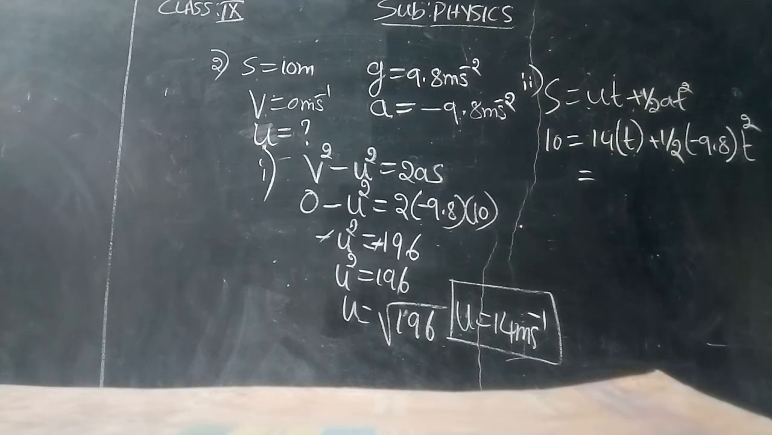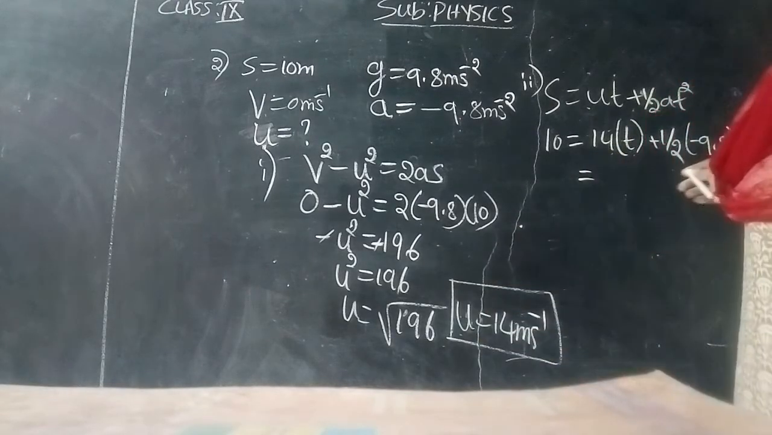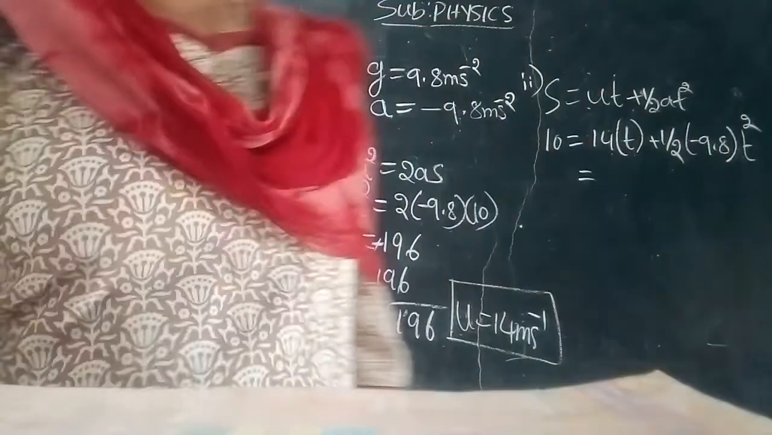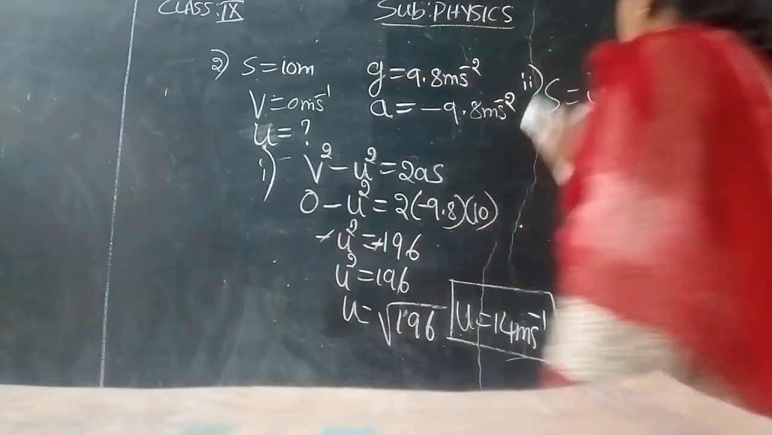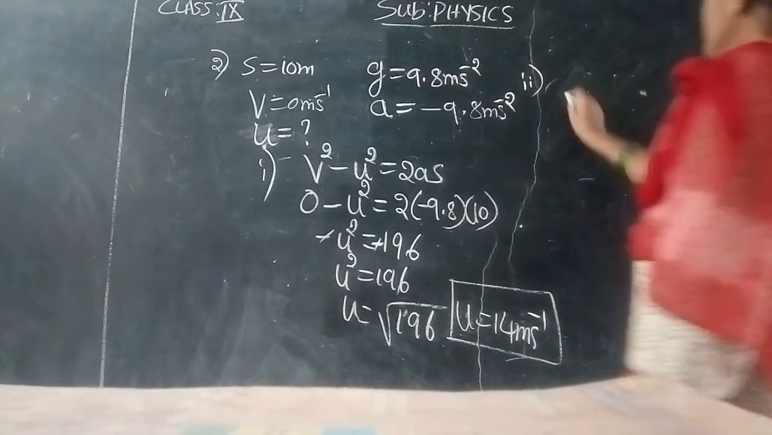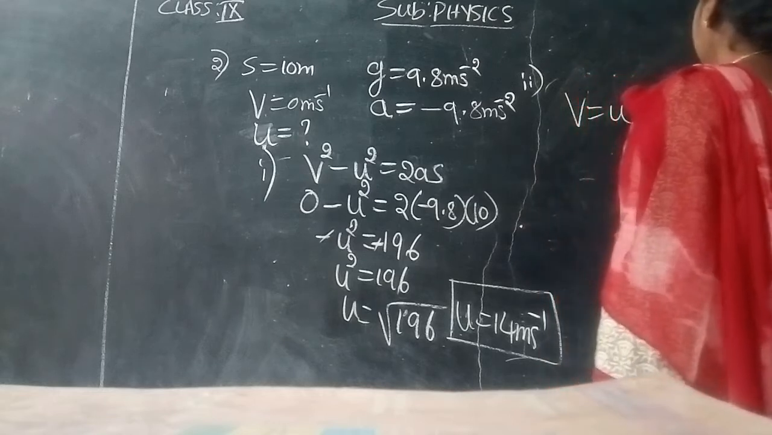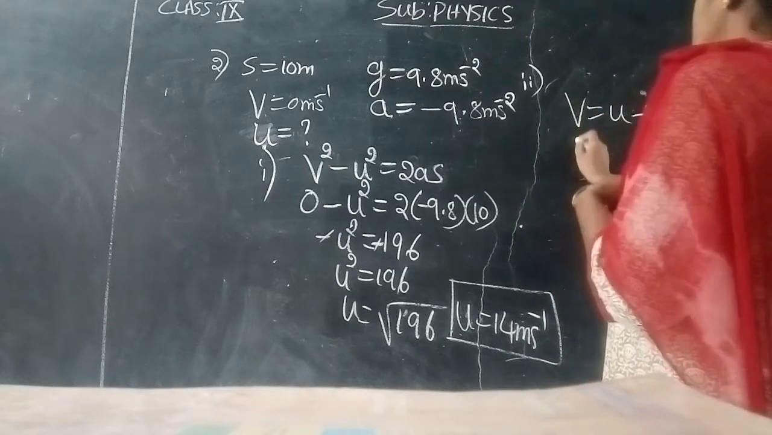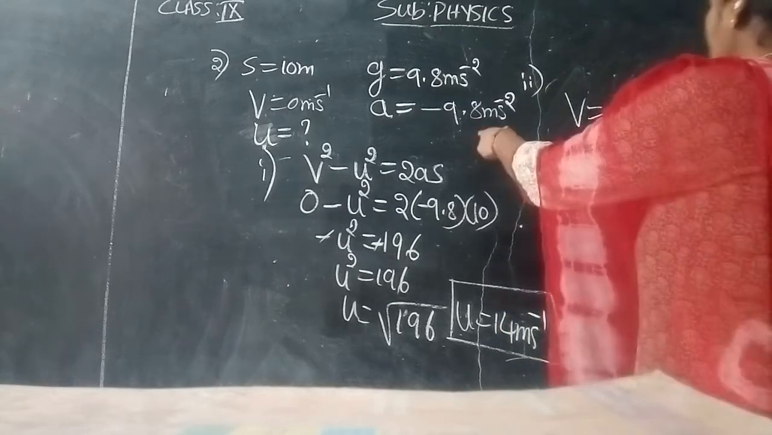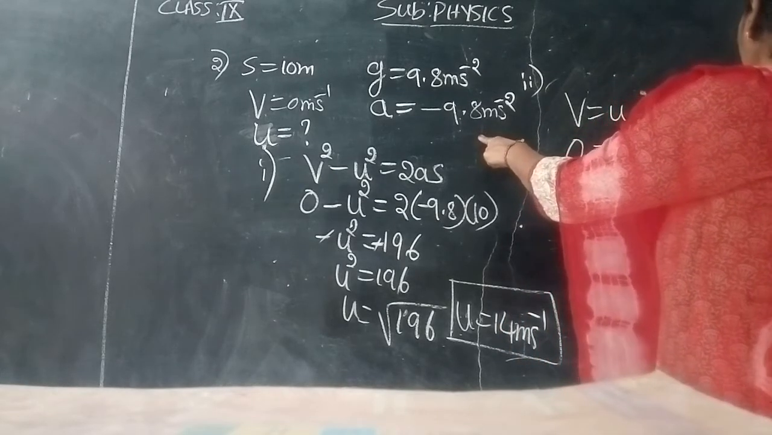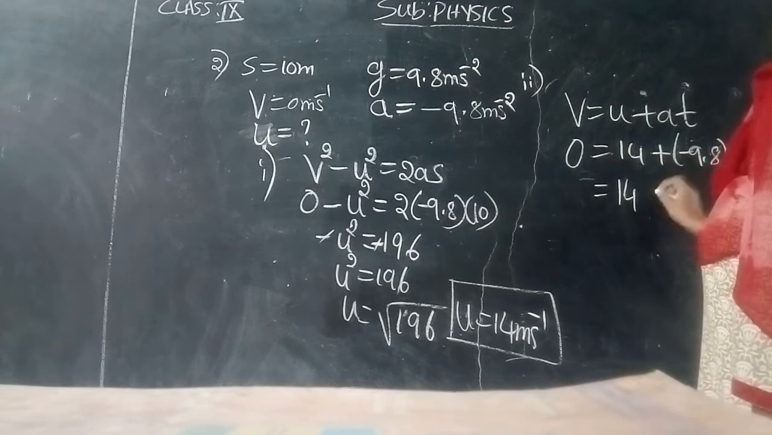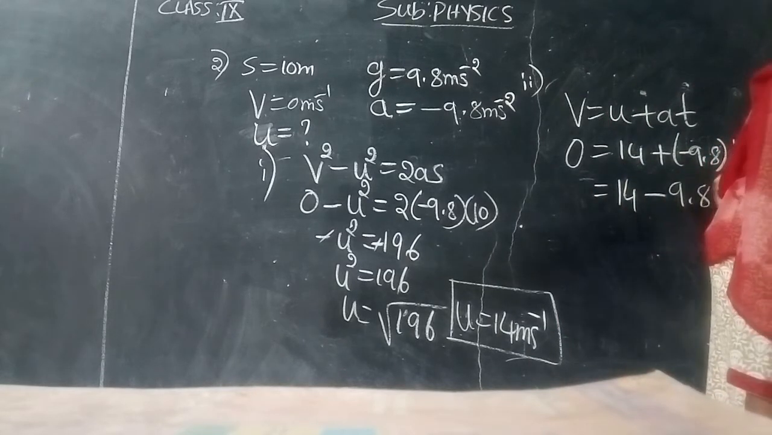Otherwise we can use the formula v = u + at. Correct, v = u + at also we can use. So let us use that formula also, that will be easy for us. v = u + at. v is how much? At the top it is 0. u is how much? 14. a is how much? Minus 9.8. And t we don't know, so write as it is. 0 = 14 + (−9.8) into t.